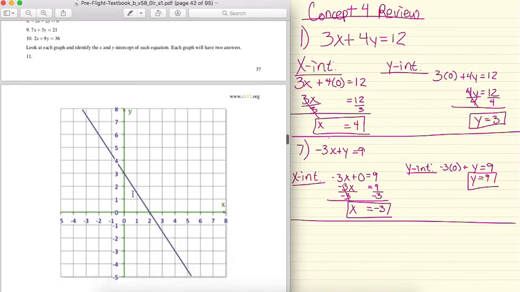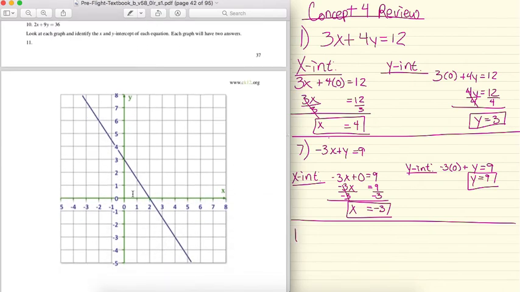Next, let's take a look at number 11. There's no work that really needs to be done. The focus on problems 11 through 15 is really just making sure that you can read the graph correctly. So first, identifying the x-intercept, meaning we want to look on the graph and see where it crosses the x-axis. Well, it crosses the x-axis when x is equal to 2.